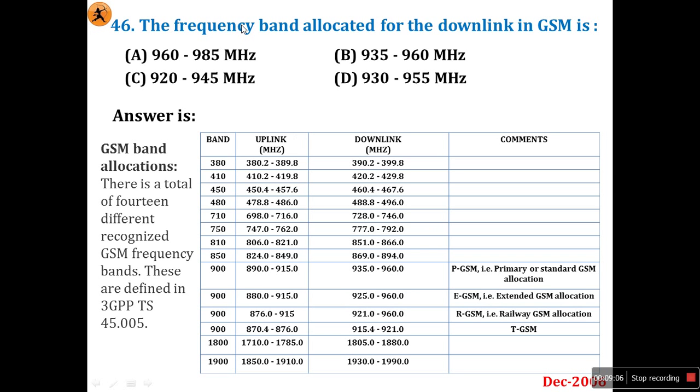Here they asked the frequency band allocated for the downlink in GSM. This is 935 to 960. There is no 930 and 955, and also there is no 960 and no 920. PGSM, primary or standard GSM allocation, is the first one. Actually, extended GSM, and this one is railway GSM. So the frequency band allocated for the downlink in GSM is 935 to 960 megahertz. So option B is the right answer.